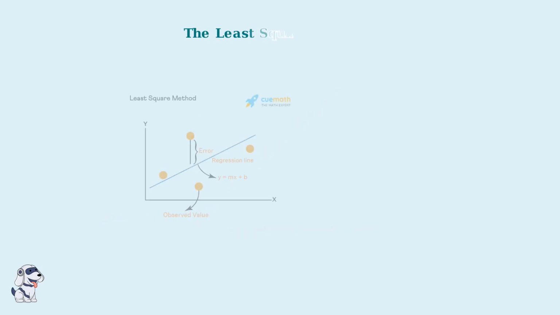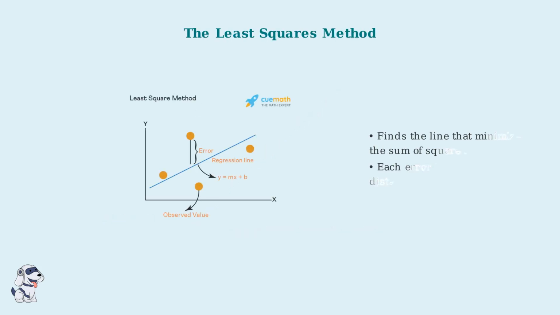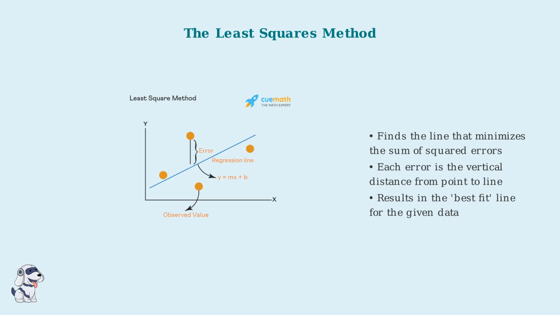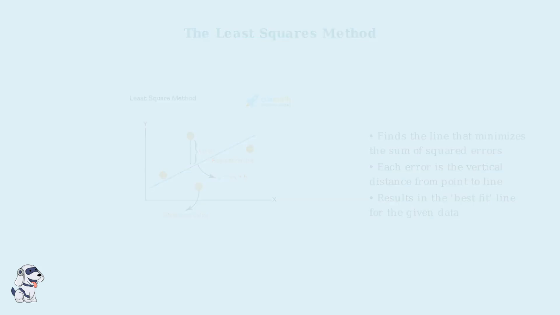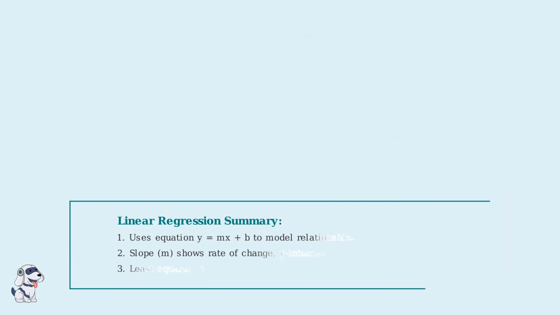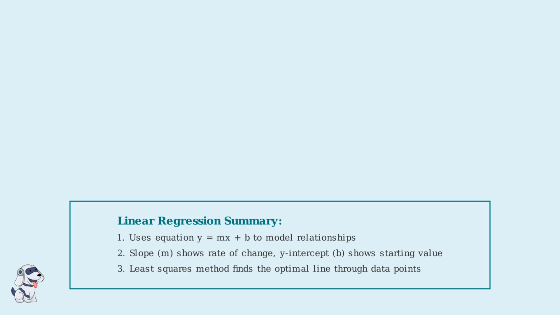But how do we determine which line is the best fit? We use the least squares method. This technique finds the line that minimizes the sum of the squared distances between each data point and the line. Linear regression is a powerful tool that uses the simple equation y equals mx plus b to model relationships in data. The slope tells us the rate of change, the y-intercept gives us the starting value, and the least squares method ensures we find the optimal line through our data points.